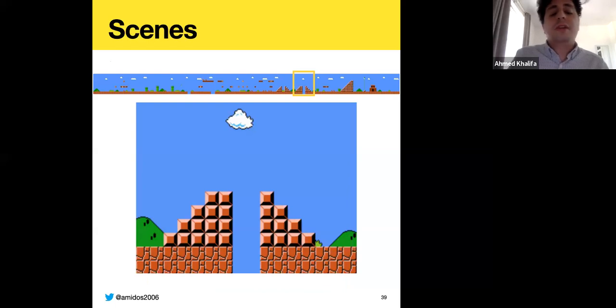Also, instead of generating a full level, we decided to generate a small subset of the level, which we're going to call a scene. The reason for that is we just didn't want to do too much computation for a full level. And we said, if we can generate a small scene, that's pretty good. Then we can later stitch these scenes together with another algorithm to have a full level.